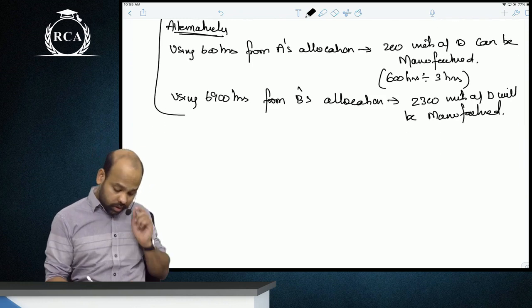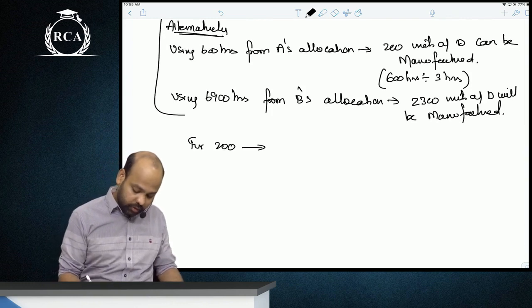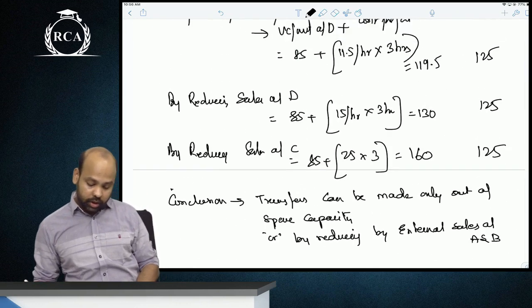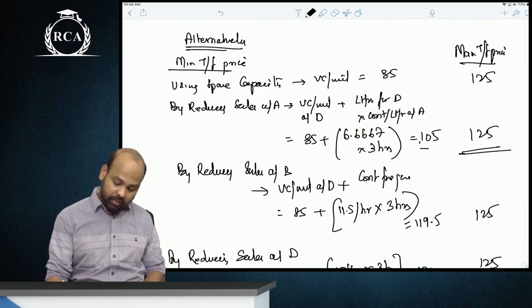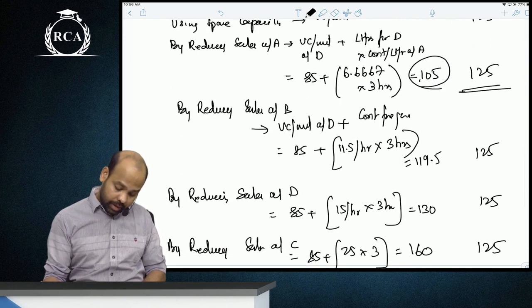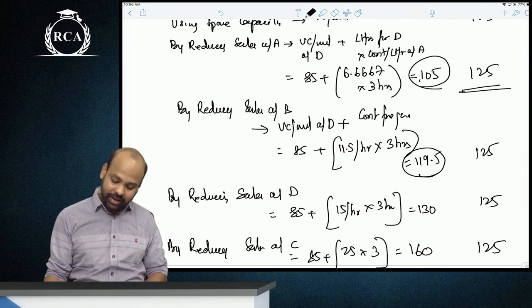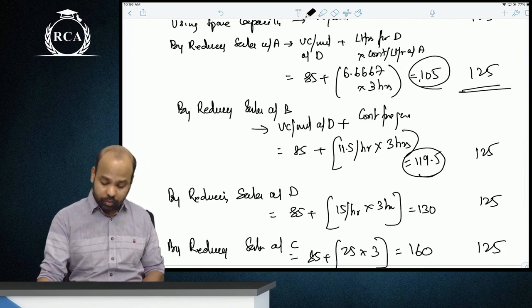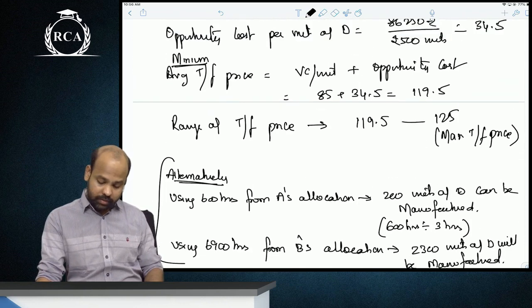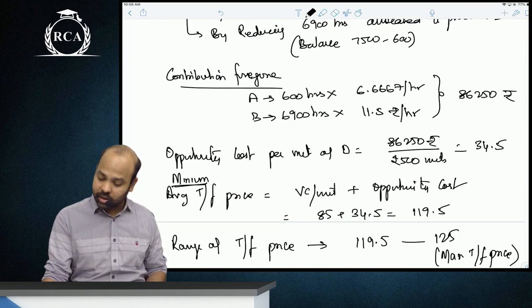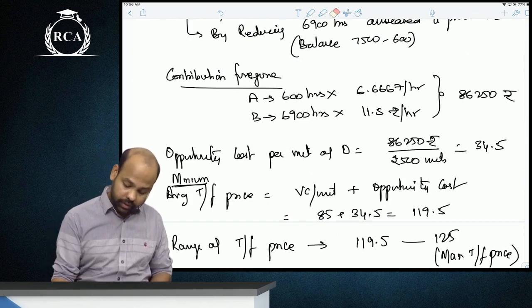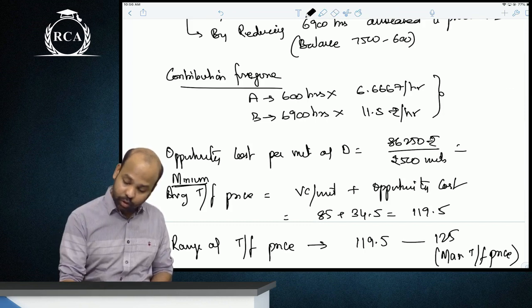For 200 units, the minimum transfer price, which I wrote above earlier: if you have to reduce sales of A, the minimum transfer price is 105 rupees, and by reducing sales of B, it is 119.5. Did I make a mistake here? One second. 6,900 hours into 11.5 plus 4,000. I was wondering how we got it. Yes, there's a small correction here.